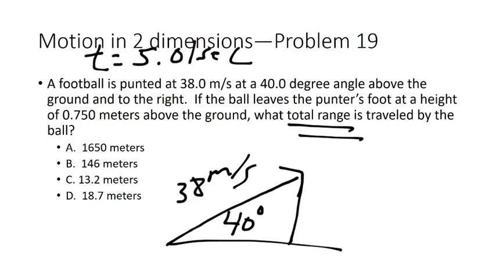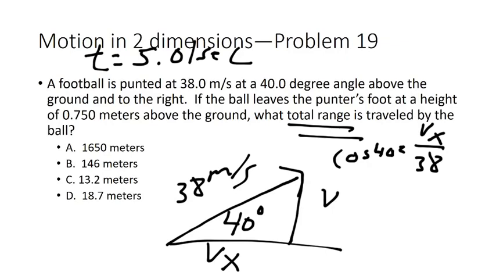Do vector resolution. In this case, we want to solve for the x component, so we'll use cosine, and we'll say cosine of 40 equals adjacent, Vx, over hypotenuse, 38. We're going to solve that out for Vx, so we'll take the cosine of 40, and we'll multiply it by 38, and we'll end up with 29.1 as our Vx. We know that during a projectile problem, that horizontal component doesn't change.